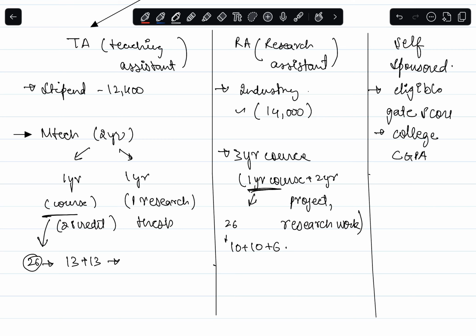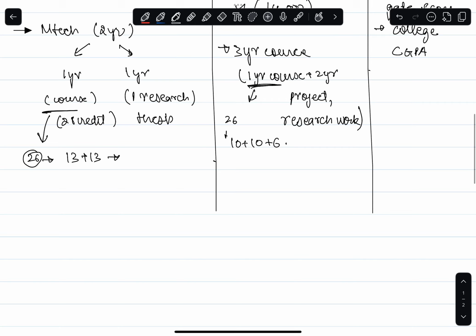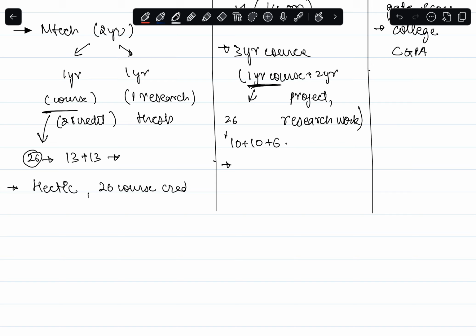It is a bit hectic, but usually people try to get TA because it requires less time and the course curriculum is designed to get a good placement in less time. But it becomes hectic sometimes, because you need to complete the 26 course credits as well as maintain CGPA, and maintaining CGPA in a place like IIT is a bit tough when you are competing with the best peers in the country. But people usually manage.